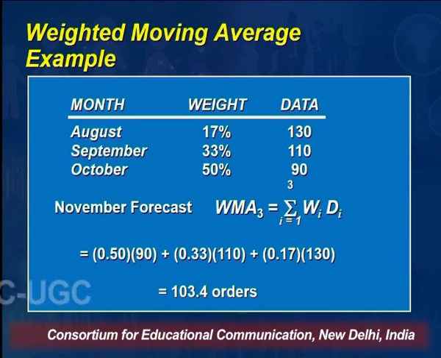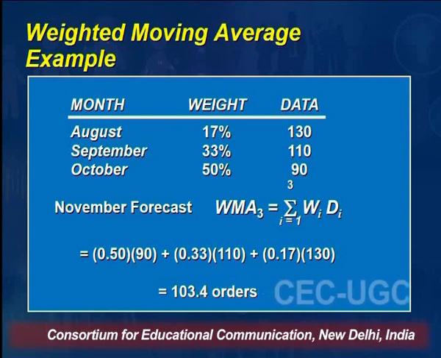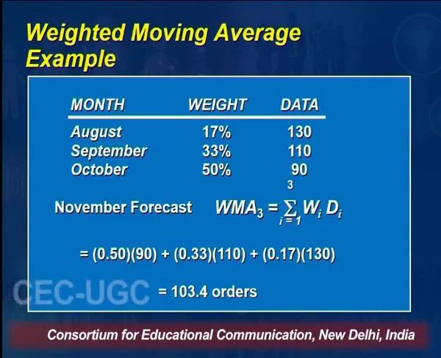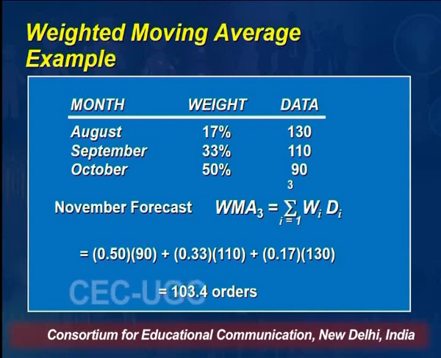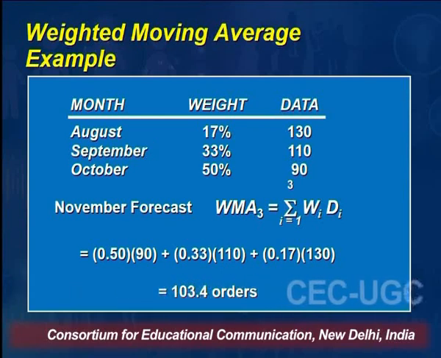So for example, here as an illustration we have taken 3 months, August, September, October. For August, this particular business has given 17% weightage to August, 33% weightage to September, and 50% weightage to October, and they are doing the forecast for November. So definitely they are giving more weightage to the immediately preceding month, which is October, then lesser weightage to September, and much lesser weightage to August. And this is the data which has been the demand for these respective months.